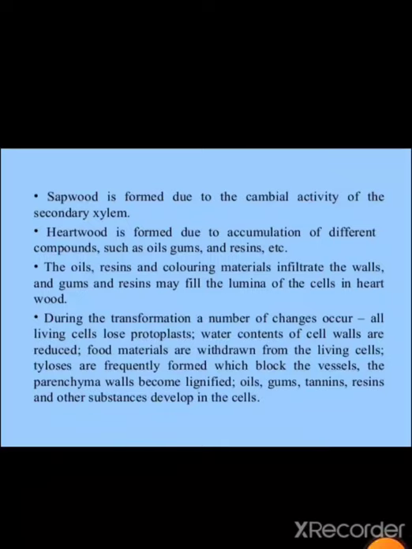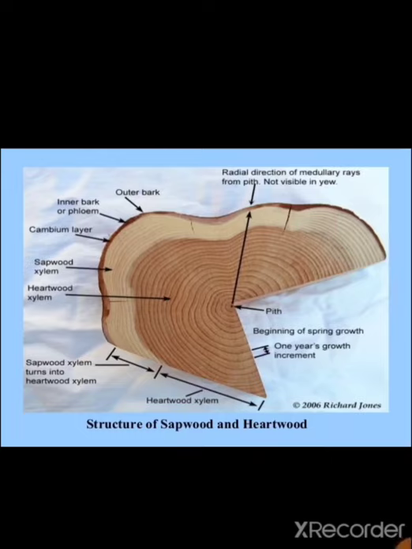Again, this diagram shows the structure of sapwood and heartwood. The outermost layer is outer bark, followed by inner bark, then the cambium layer, sapwood xylem, heartwood xylem, and in the center the pith.